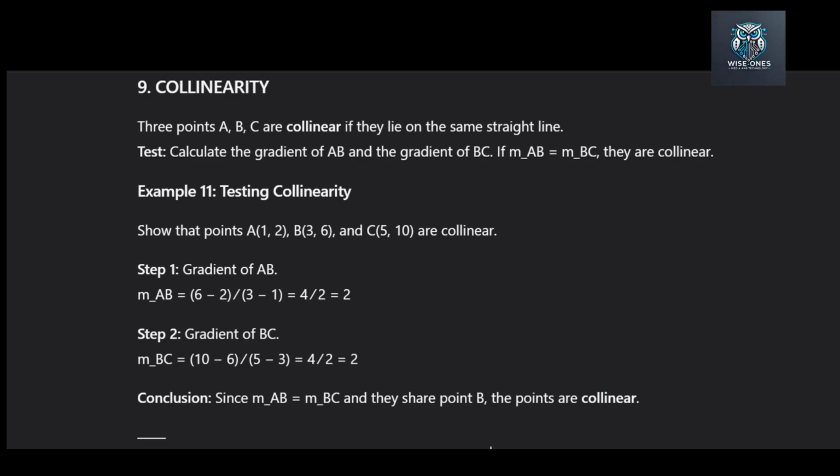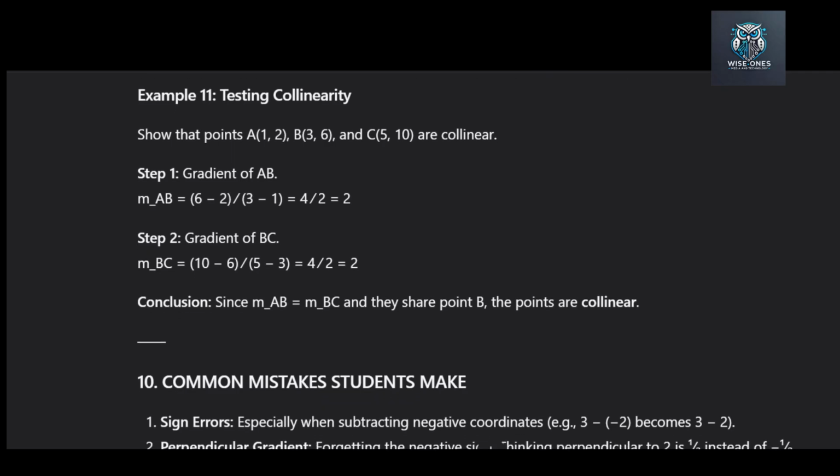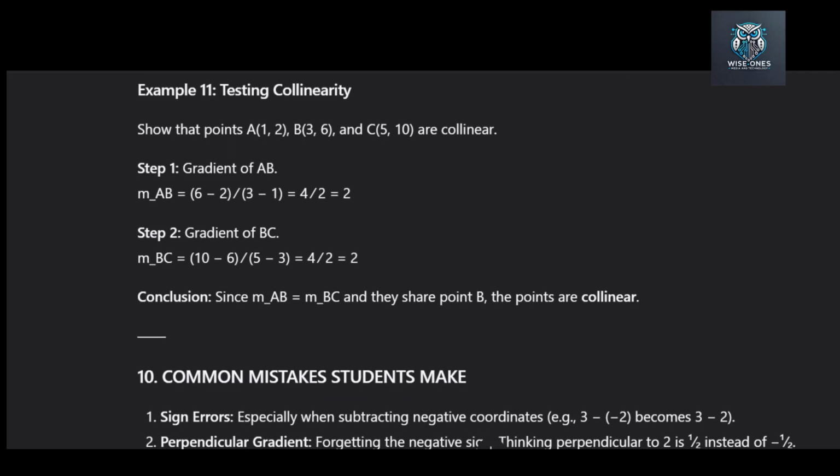Let us look at example 11, testing collinearity. Show that points A (1, 2), B (3, 6), and C (5, 10) are collinear. Step 1. Gradient of AB. mAB equals (6 minus 2) divided by (3 minus 1). 6 minus 2 is 4. 3 minus 1 is 2. 4 divided by 2 is 2. So mAB equals 2.